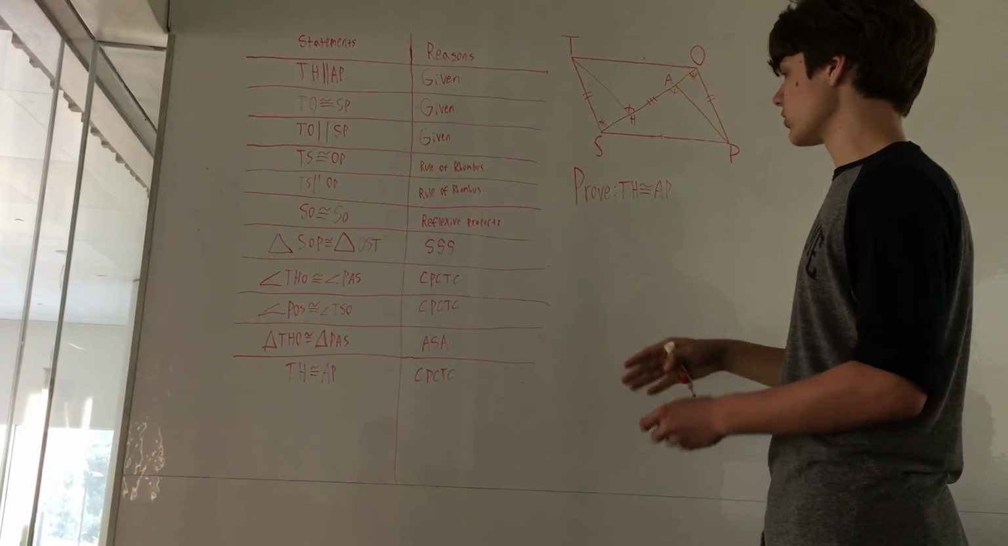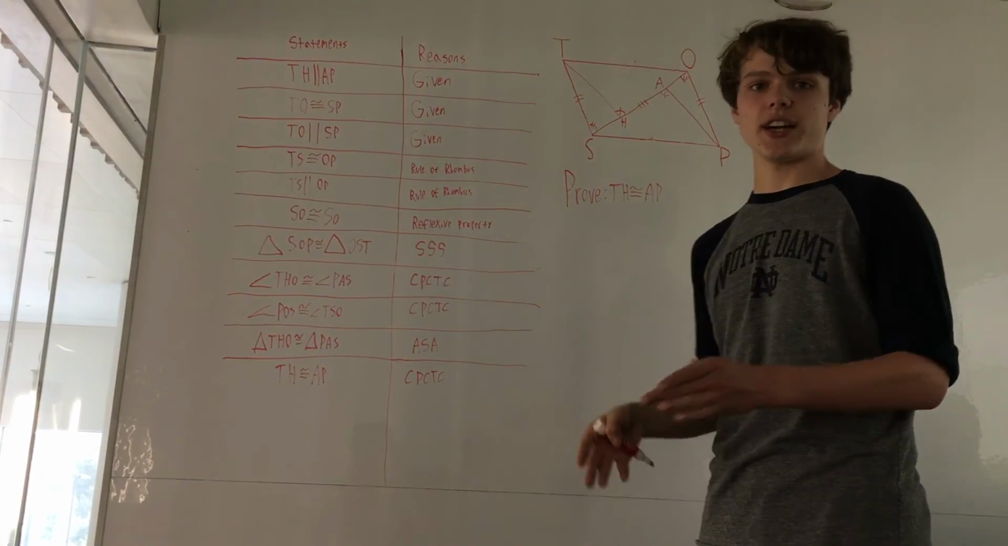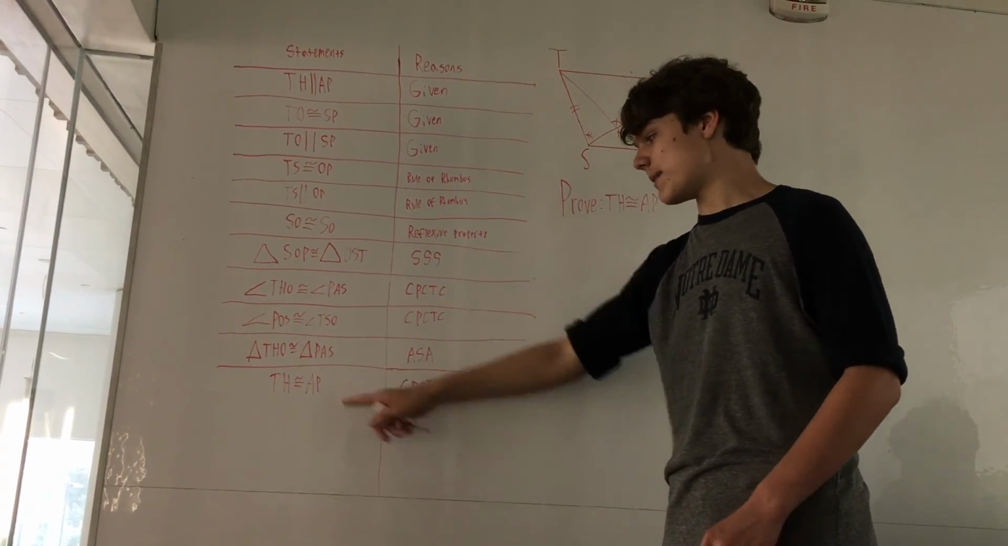And since we have those triangles and we know they are congruent, since AP and TH are lines within those triangles, we can say that TH is congruent to AP using CPCTC.